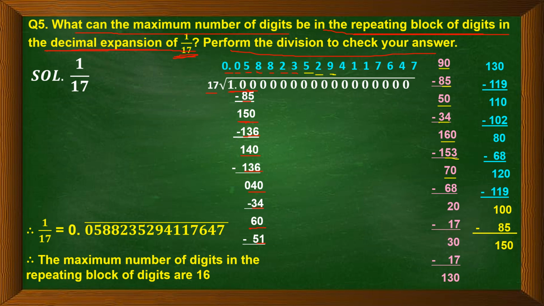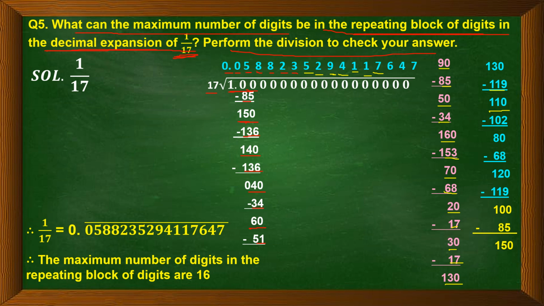Place a 0. It will be 70. Now 17 into 4 is 68. 70 minus 68 is 2. Then again 0, 20. 17 into 1 is 17. 20 minus 17 is 3. Place a 0. 17 into 1 again is 17. 30 minus 17 is 13. Place a 0. 130. 17 into 7 is 119. So 130 minus 119 we will get 11.